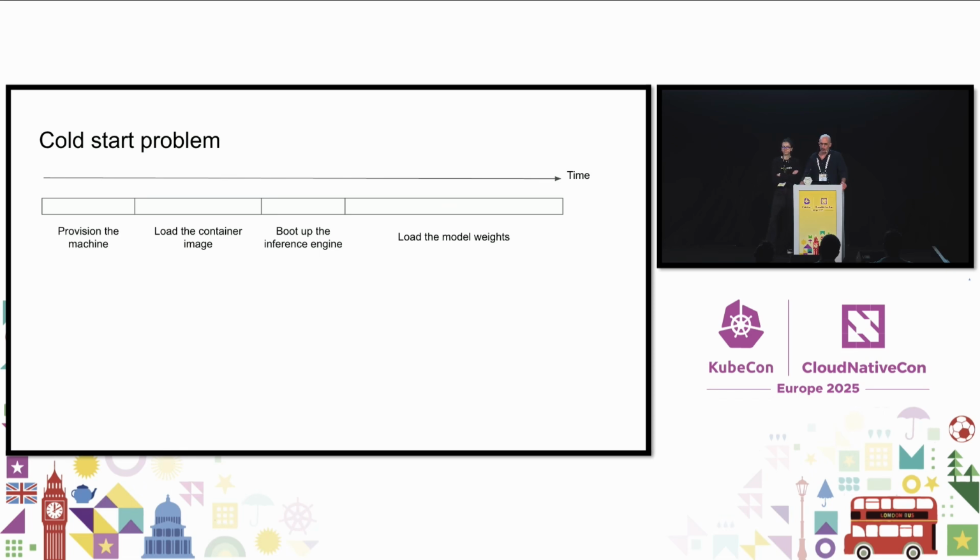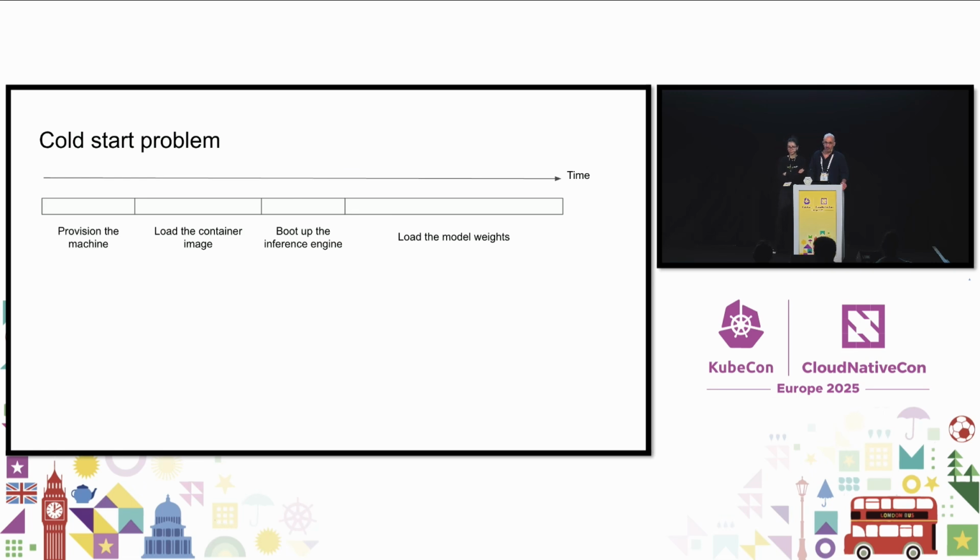Second thing is the container image. Just loading the container image, usually in AI, those images are big. It involves a lot of Python libraries. Booting up the inference engine usually also takes a considerable time. But this talk is going to be about the last part, about loading the model weights, right? Just downloading the model weights from a storage location into the GPU.